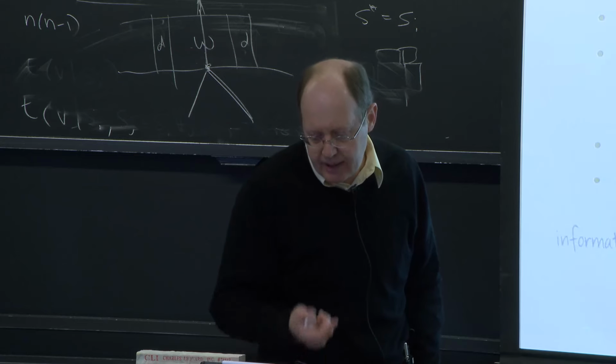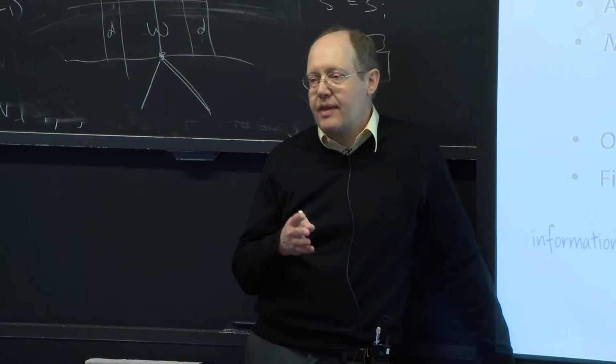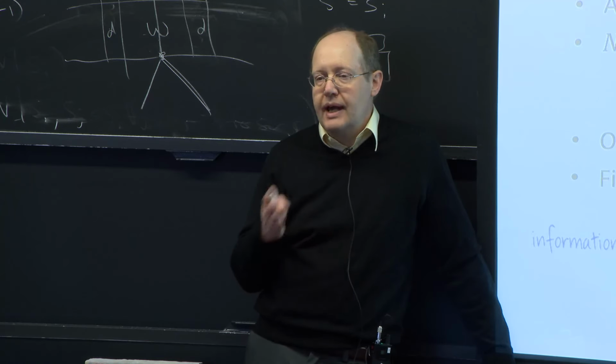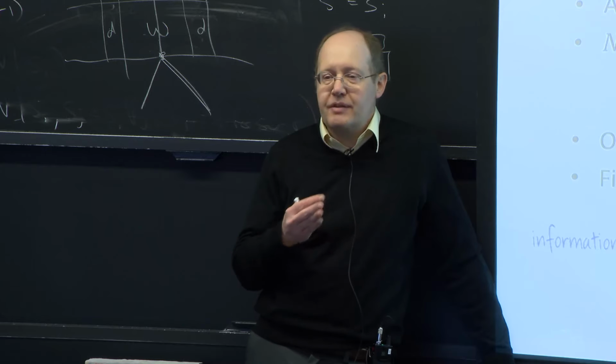So it's a nice idea, but I wanted to cover Hendricks and Porter because it's a really beautiful example of how you can write a reduced form empirical IO paper. They start with this simple idea that people are afraid of the winner's curse, therefore they bid less. They write down a model and then think of seven different implications of the model that are not obvious when you just state the model, and then think about whether those implications are all true, and use that to decide whether asymmetric information really is the explanation here, or could there be some different explanation?